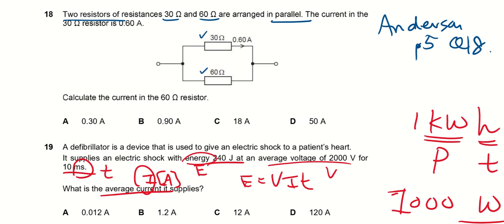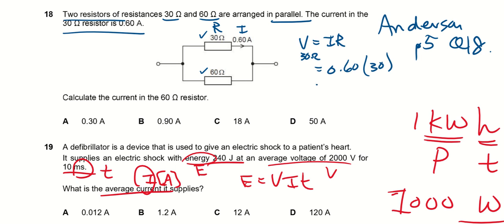The current in the 30 ohm resistor is 0.6. That means out of V, I, and R, I already have I and R for the 30 ohm. So I can find my V equals IR for the 30 ohm resistor. It equals 0.60 multiplied by 30. So the answer will be 18 volts.